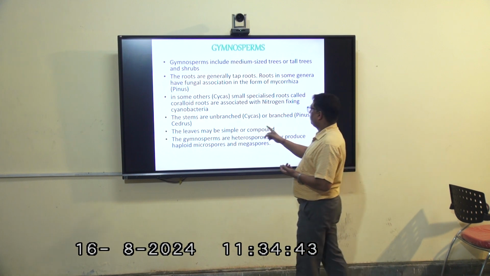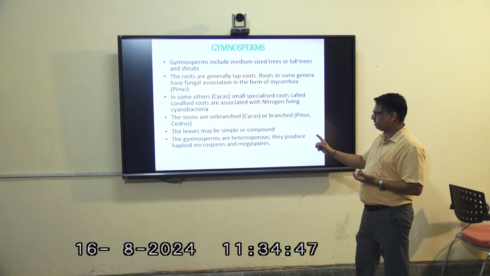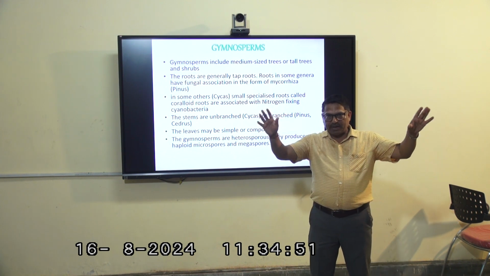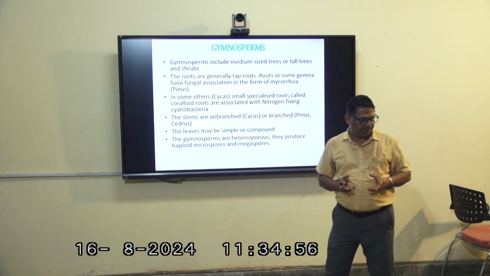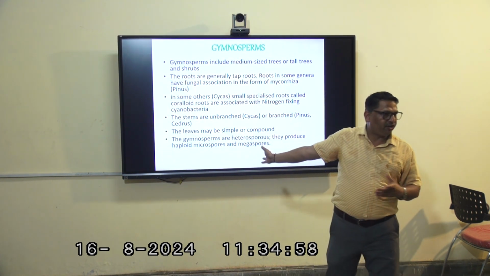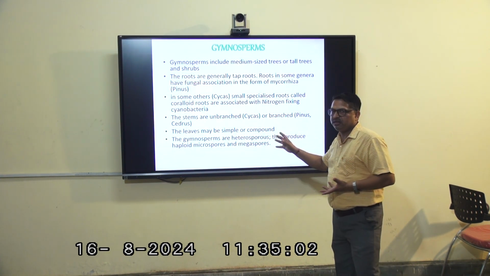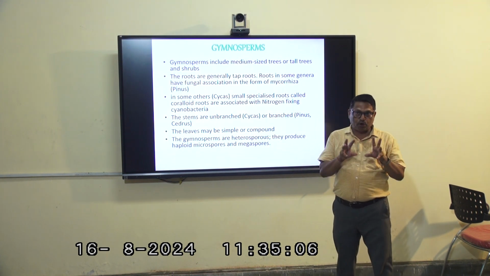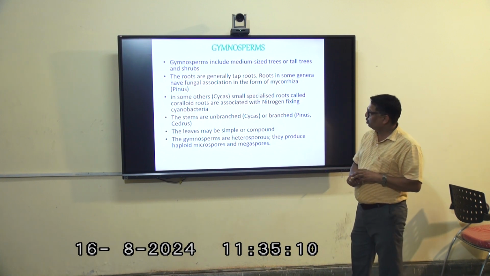And the stems are unbranched. This is the example of cycas, and unbranched also in Pinus and Cedrus. You can see there are different types of Pinus plants in our campus. They are very beautifully arranged in our campus, because such plants are very costly. Such plants are mainly planted in hill areas with moist conditions, where the moisture content is higher, when we are talking about gymnosperms.